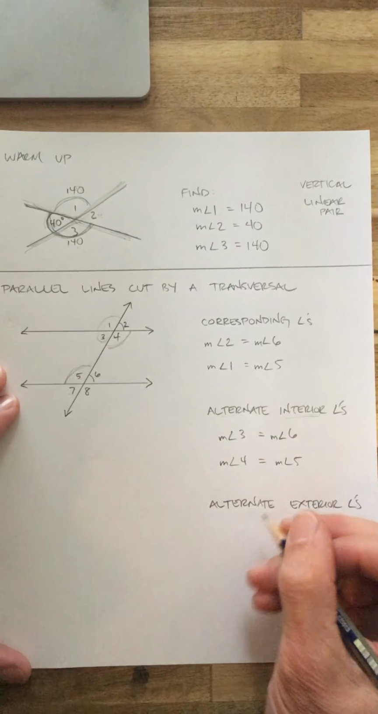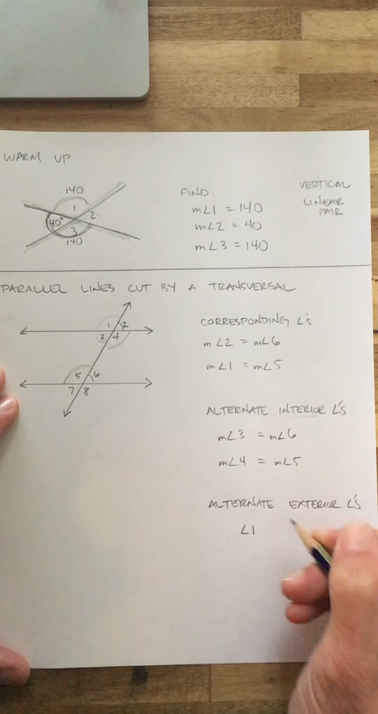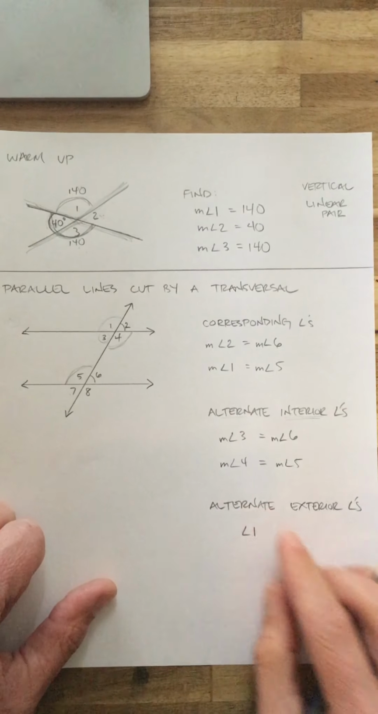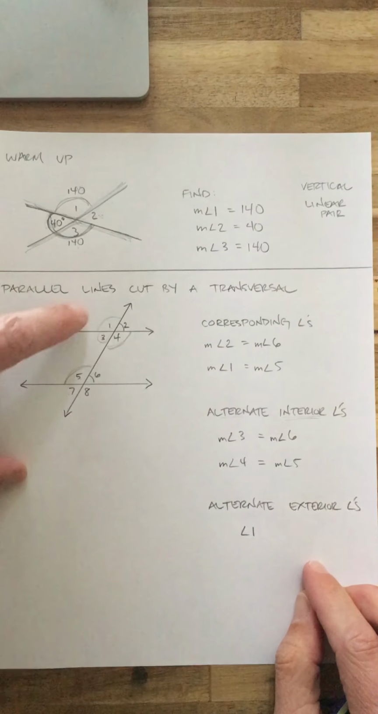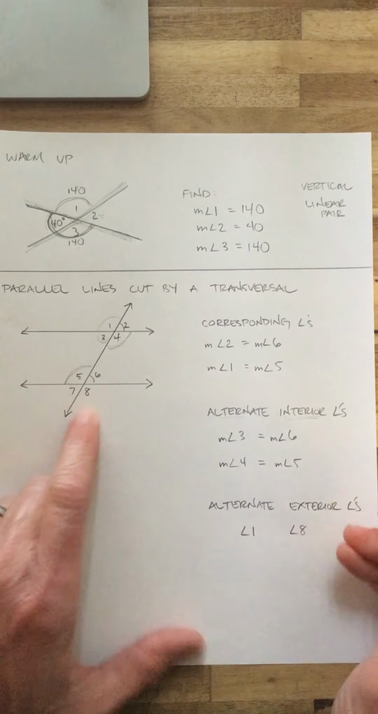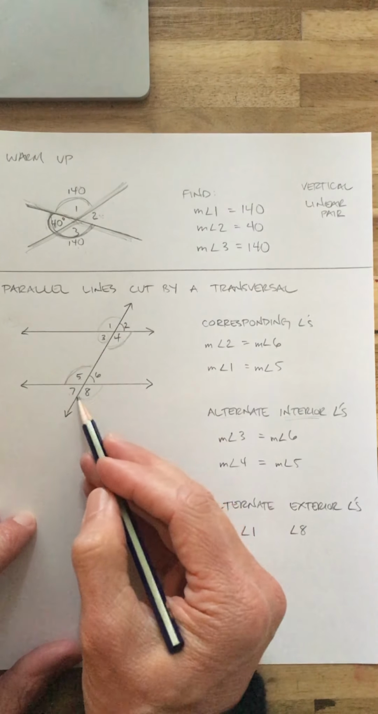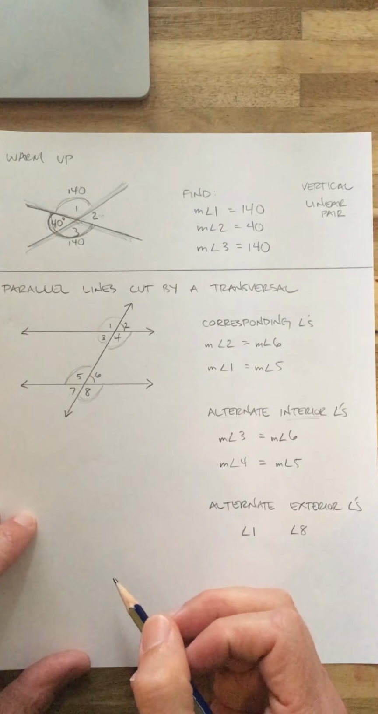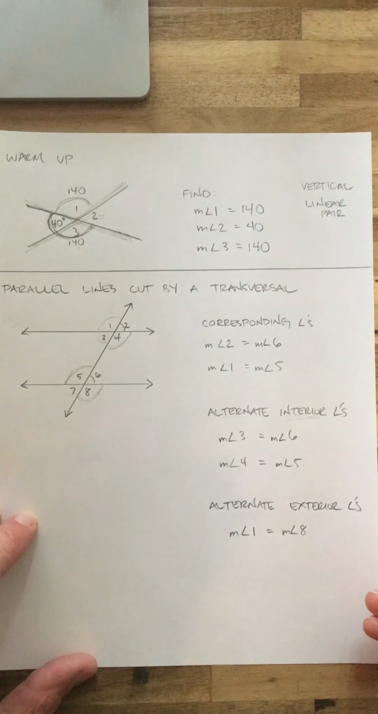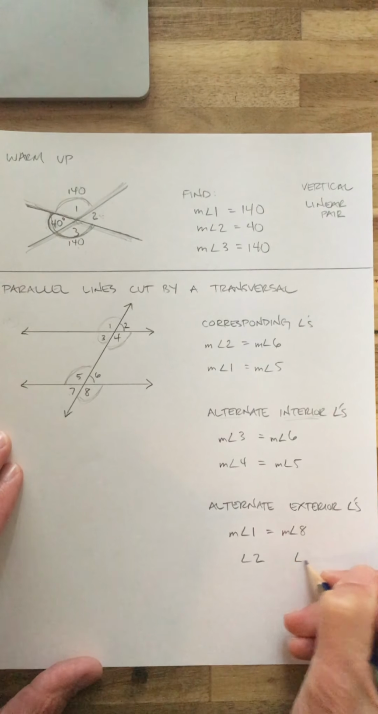All right, so what if I said, hey, find me an alternate exterior angle for angle 1, okay? Well, I have only 7 and 8 to choose from, but it says alternate, so it has to be on the other side of that transversal. So 1 and 8. So angle 1 and angle 8. And if you look at them, isn't 1 an obtuse angle? Look at 8. Isn't 8 also obtuse? Okay, so I know that their measurements are equal. Can you find the other one? We have angle 2 matches up with angle 7.